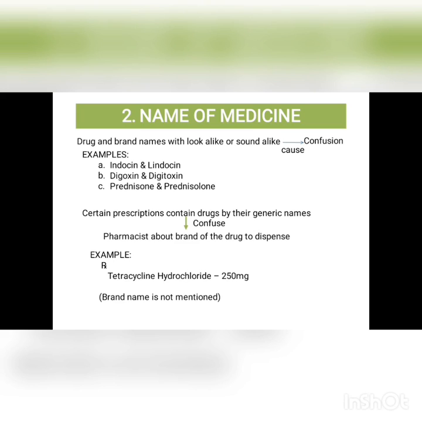Then certain prescriptions have drugs by their generic name. In such cases, pharmacists may be confused about the brand of the drug to be dispensed. For example, Rx tetracycline hydrochloride 250 mg. In this prescription, brand name is not mentioned. In such a case, pharmacists may be confused.